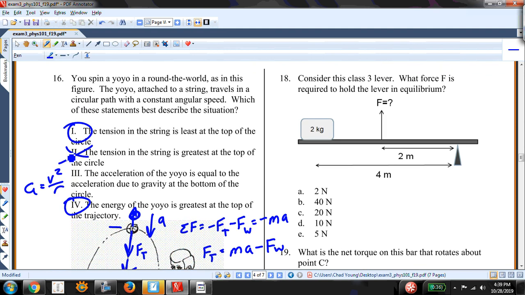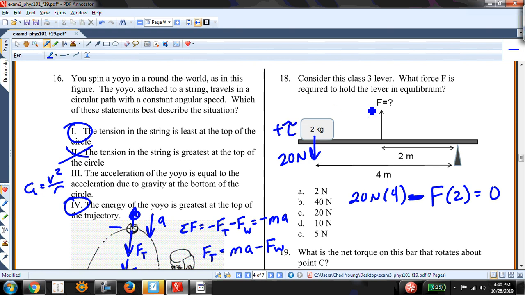All right, consider this class 3 lever. What force F is required to hold the lever in equilibrium? I'm balancing my torques. Here I have a 20 newton force. 20 newtons times 4 minus F times 2 is equal to 0. That's just the sum of the torques. Notice that I made this one positive because it's counterclockwise and this one negative because it's clockwise. So that's 80 minus 2F equals 0. So F has to equal 40, or B.